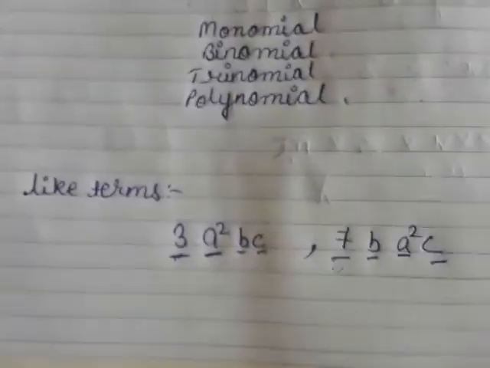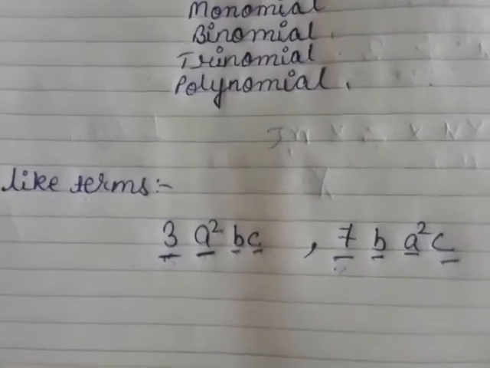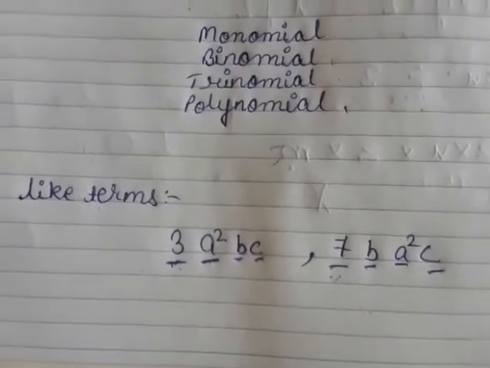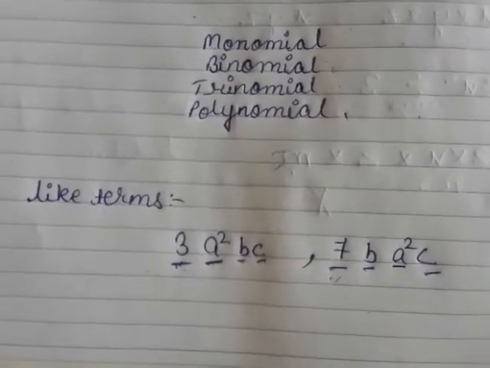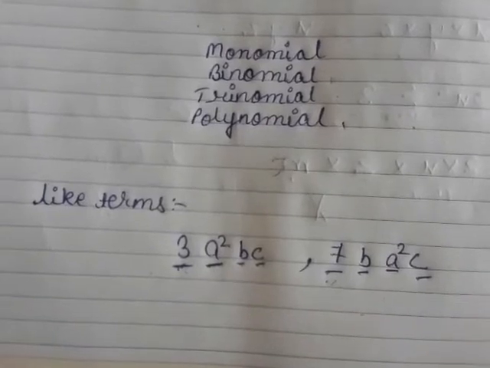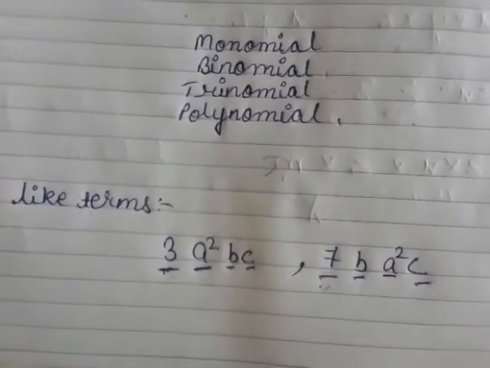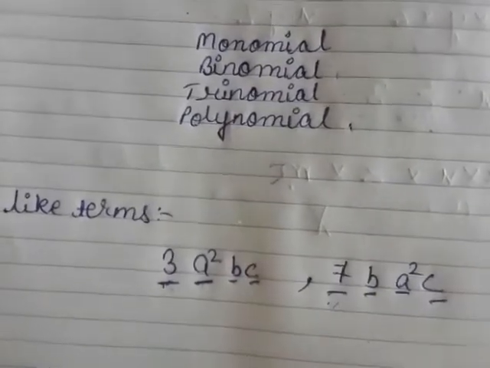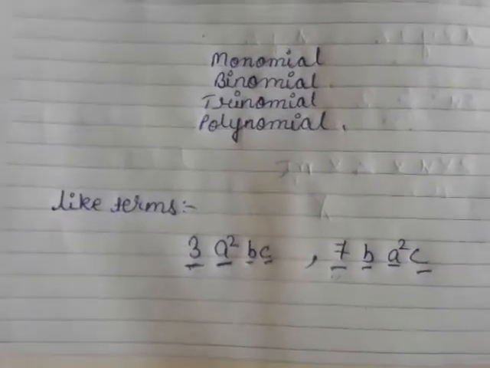Whenever you are going to find the like terms, you only see the variables present in the term and their power or exponent. Okay, if the expressions have the same variable and they have the same power or exponent, they are called the like terms. Now what do you mean by variables?